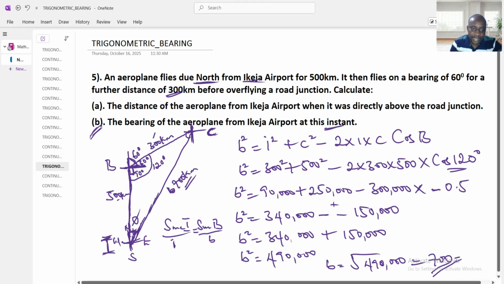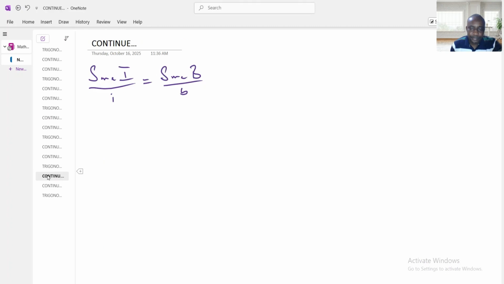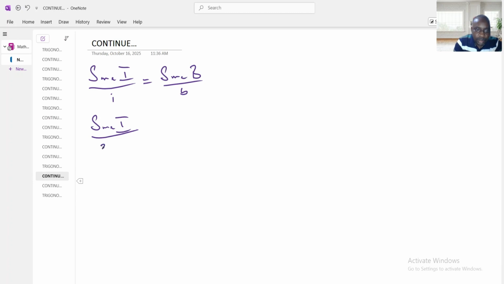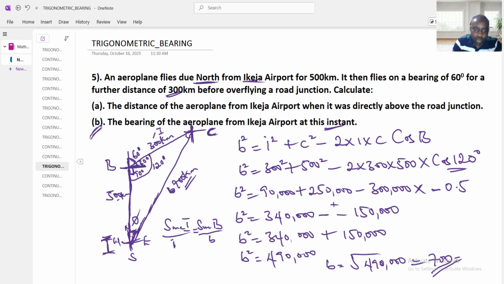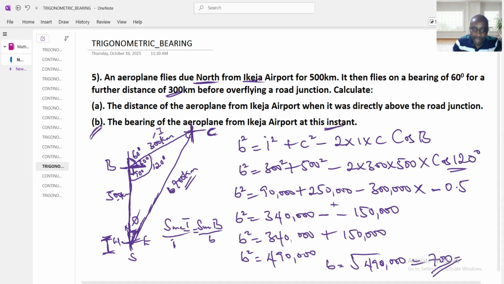Yes, sine capital I, which is theta, we don't know the angle yet. We write sine I. What is small i? Small i is the side opposite the angle, which is 300 kilometers. 300 equals, what is sine B, capital B? It is 120 degrees, and the opposite distance is 700. We have sine 120 degrees, and the distance we just got for B, which is 700.